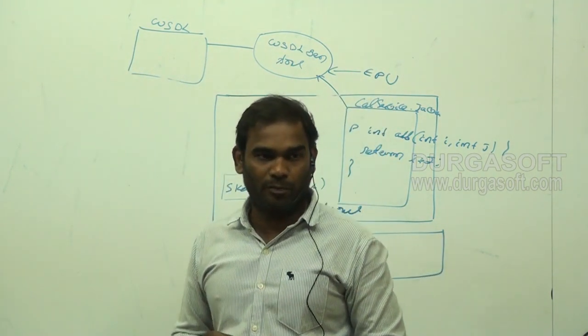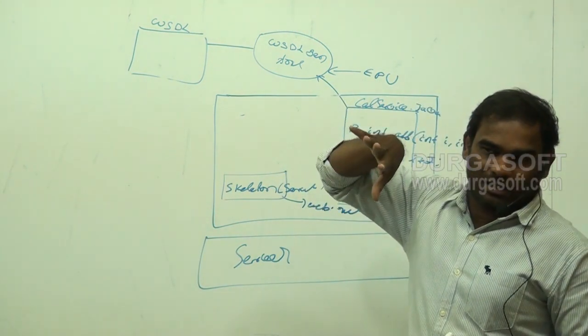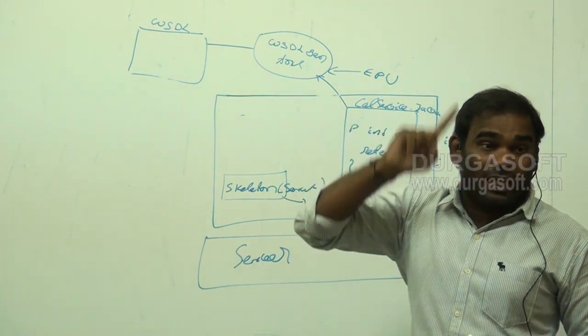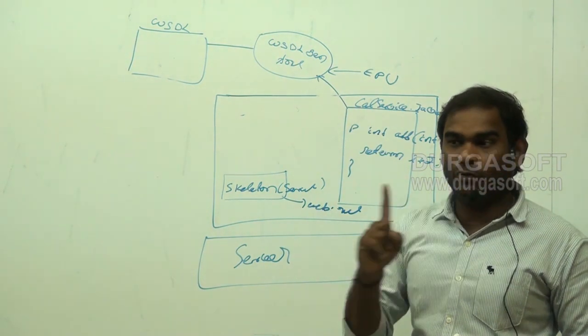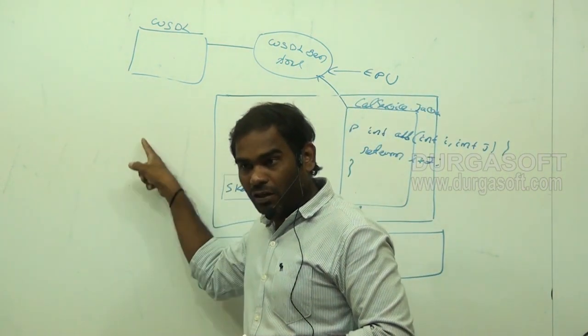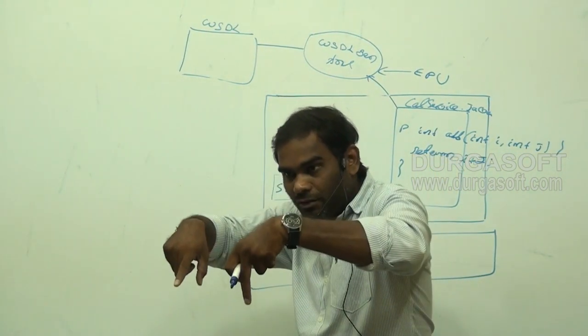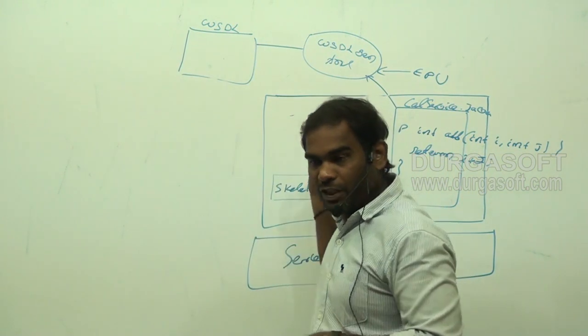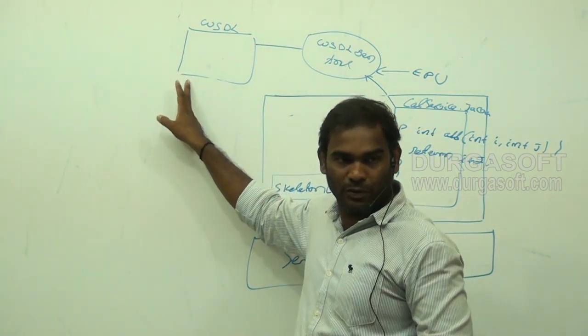Maybe you have one doubt. I told you in one web application you can create any number of service classes, am I right? For each service class we should have one WSDL file. That is a one-to-one mapping. We cannot combine two service classes into one WSDL file. One service class, one WSDL file. I hope you understood.